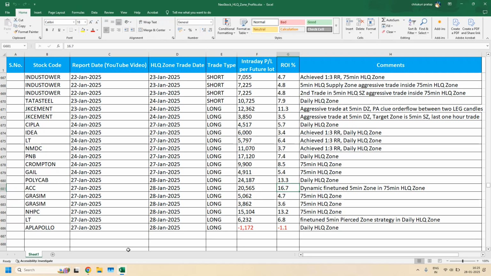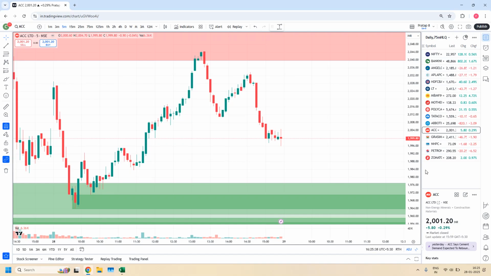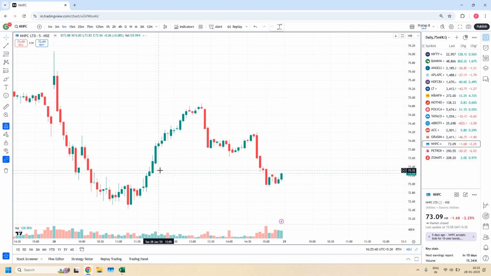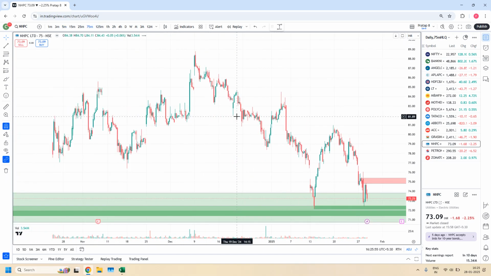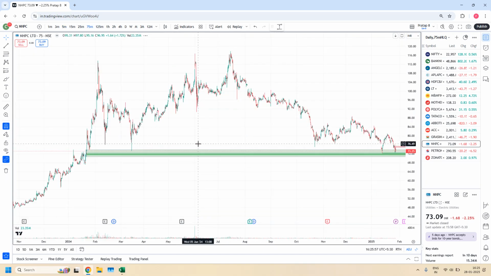Next one is NHPC. NHPC Limited is a 75 minute high liquidity zone. All these are demand zone trades. We don't have any supply zones generated yesterday. Let me go to the 75 minute time frame to see how our software identified this zone.